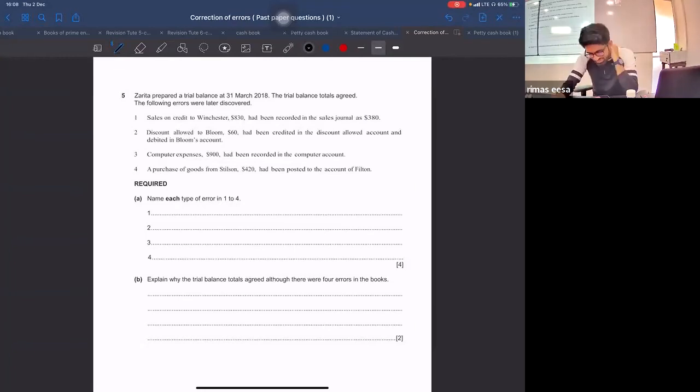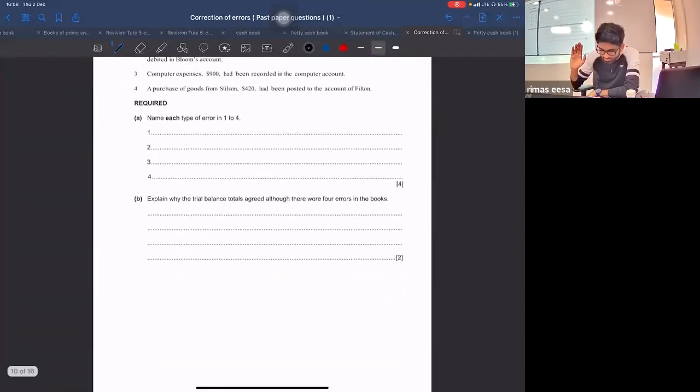Zarita prepared a trial balance at 31st March 2018. The trial balance totals agreed. The following errors were later discovered. How many errors are given to you? 4. Name each type of error in 1 to 4. That is the first one for you to name the error. Let's take it slowly. B part, explain why the trial balance totals agreed. Although there were 4 errors, you should be knowing the answer. They are asking why the trial balance totals agreed even though there were 4 errors. What's the answer to that?